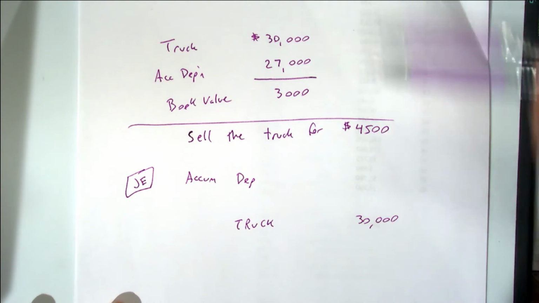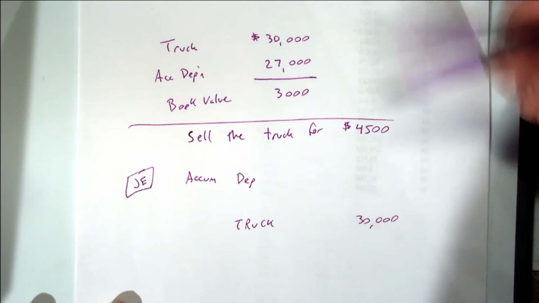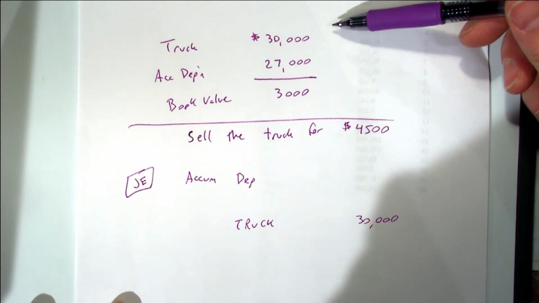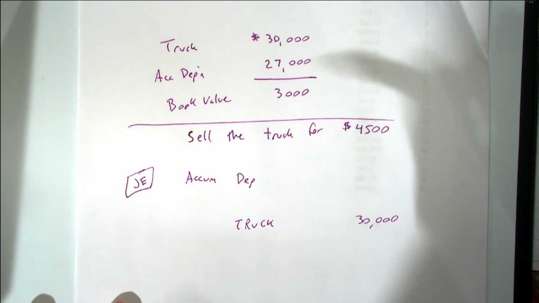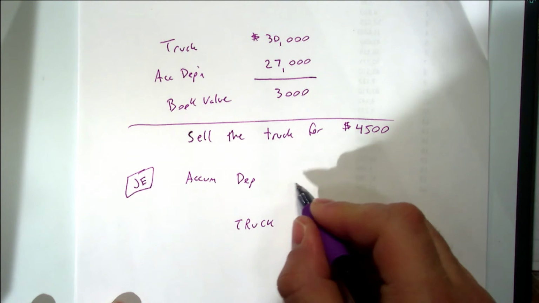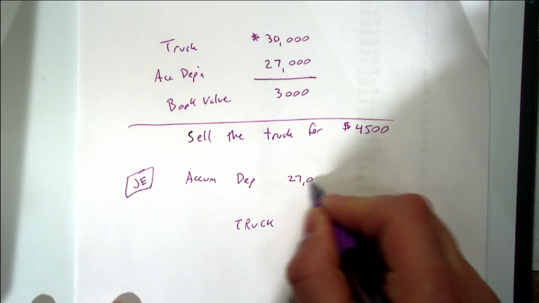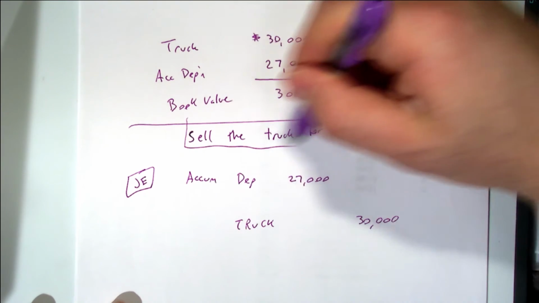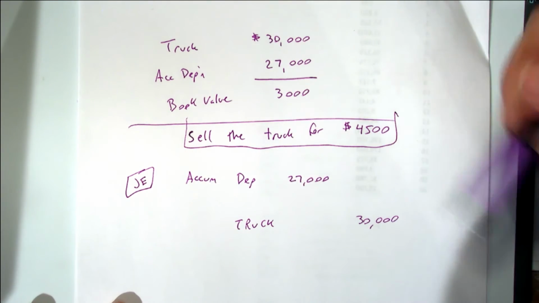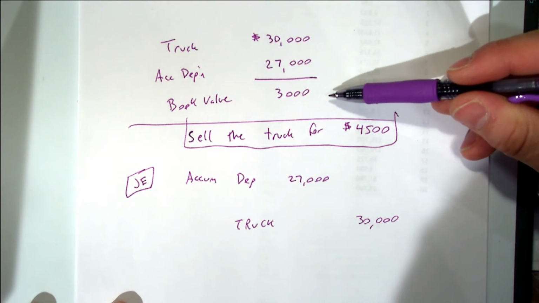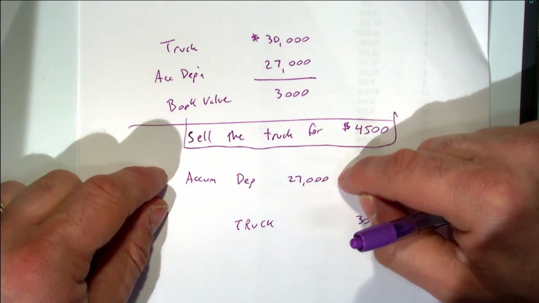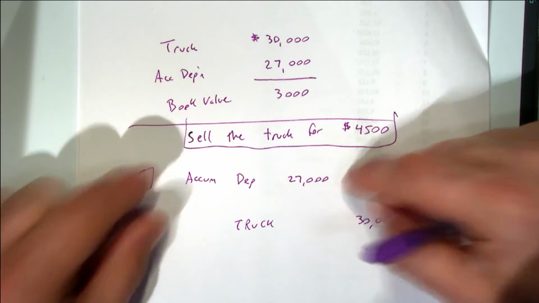No, that's great. I'm glad you asked that. But we're taking the truck off at its cost. I'll show you here in a second. We debit accumulated depreciation for $27,000. So by making these two entries, we're taking that net book value of $3,000 off, but we do it by taking the cost off and then the accumulated depreciation. Does that make sense?